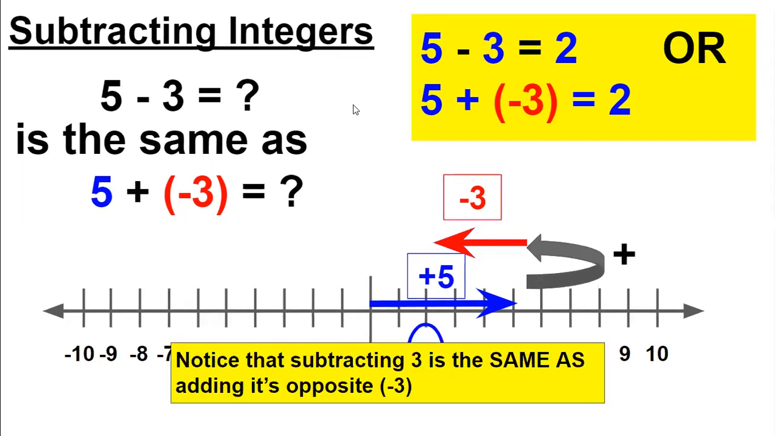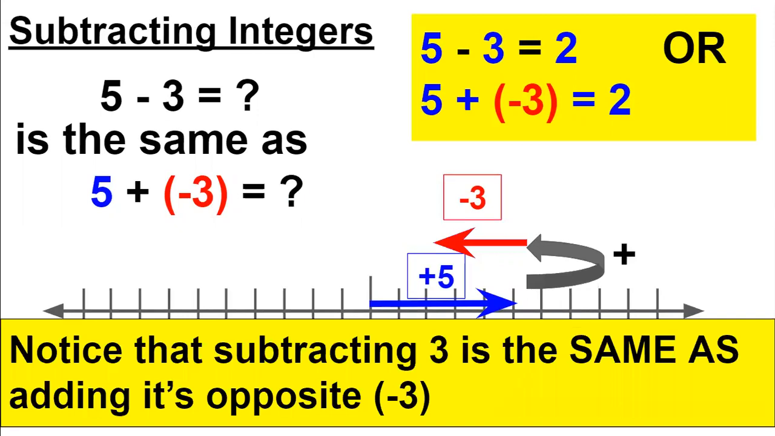Let's try another one here. Notice that subtracting 3 is the same as adding its opposite of negative 3. Keep that in mind. Good thing to pause the video and take a note on that. Subtracting 3 is the same as adding its opposite, its additive inverse.